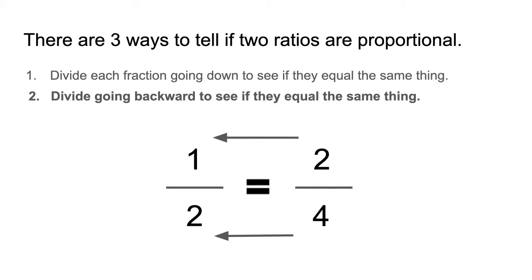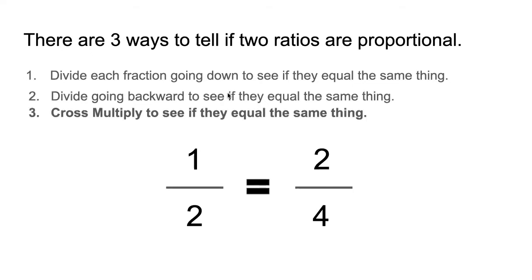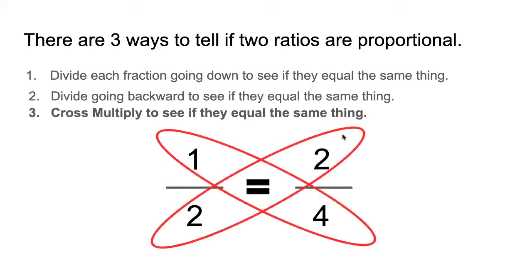Number 3. This is my favorite one. We cross multiply. This is called the butterfly method. If we cross multiply, what we're doing is 2 times 2 right here. That is 4. And then 1 times 4, which is 4. This is the butterfly method. If we cross multiply, we multiply going diagonal and we get the same number on both sides, that means it is proportional.